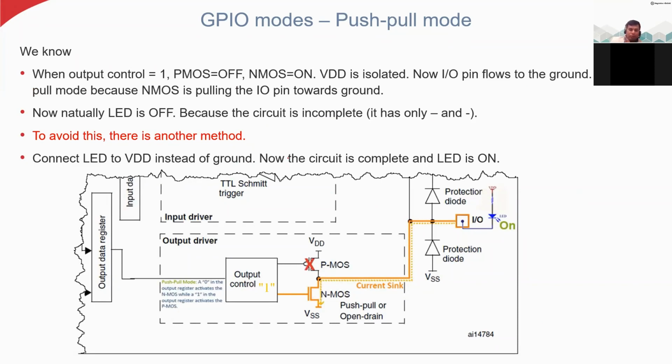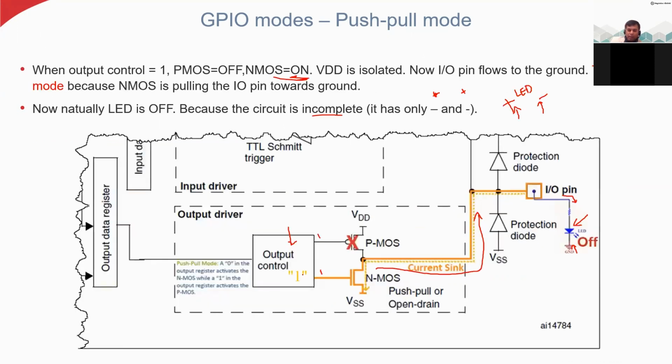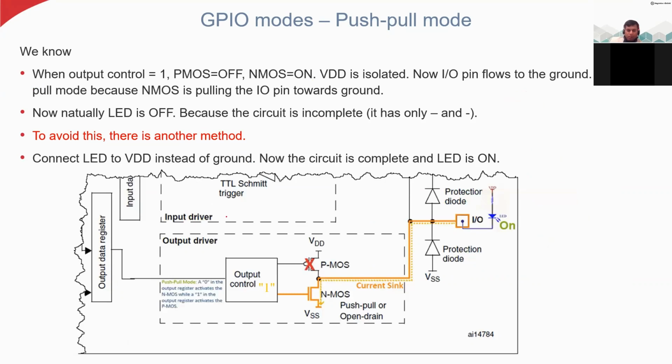Now there is another way we can do this. Even though we get 1, we can keep this LED on. Naturally it's off, but by using a small trick we can keep this LED on. How to do that? Instead of connecting this IO pin to the LED and then the ground, we connect this IO pin to the LED and then VDD. Then the circuit will be completed.